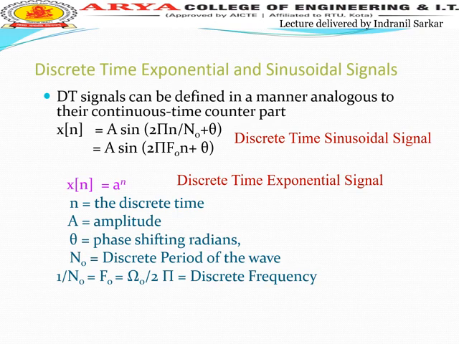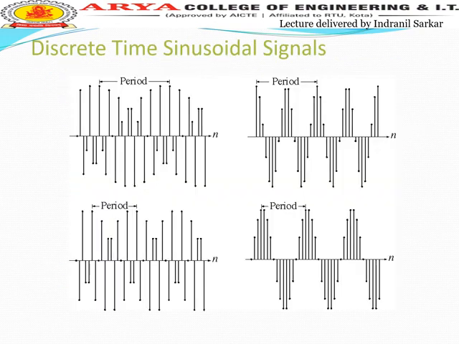Here small n is equal to discrete time, A is equal to amplitude, θ is the phase shift in radians, N0 is the discrete period of the wave. 1/N0 is equal to f0 is equal to ω0/2π is equal to discrete frequency. Here are the discrete time sinusoidal signals. Examples of the sinusoidal signals in discrete time. Here the periods are changed and the samplings are changed. According to the change of samples, the figure looks like this.